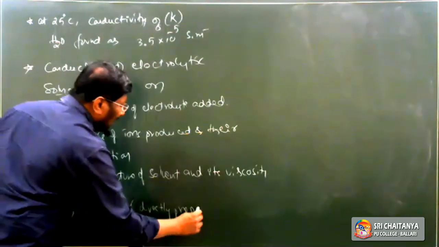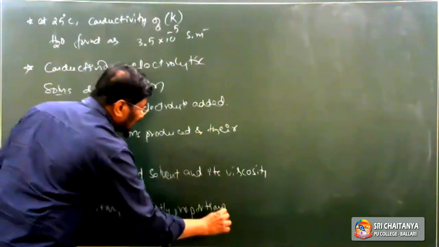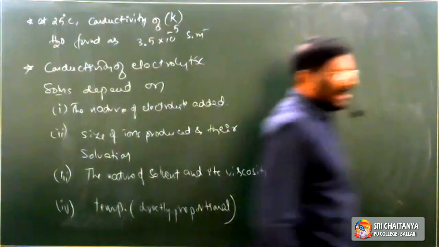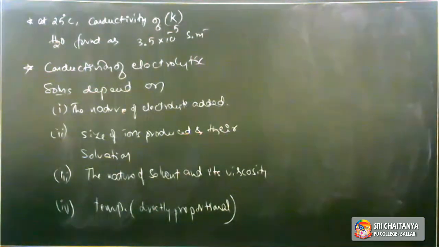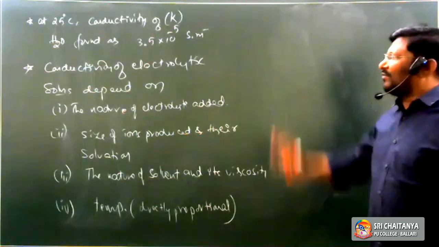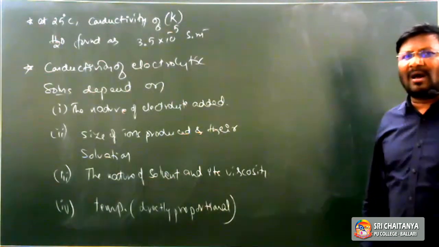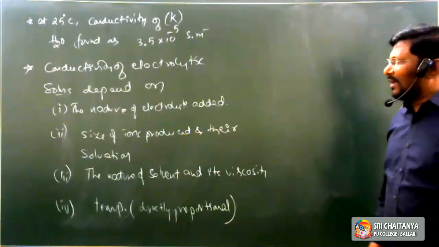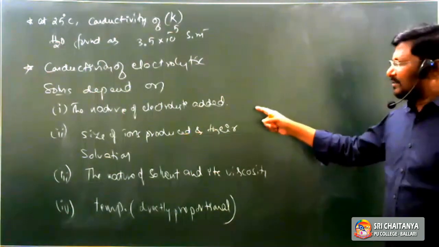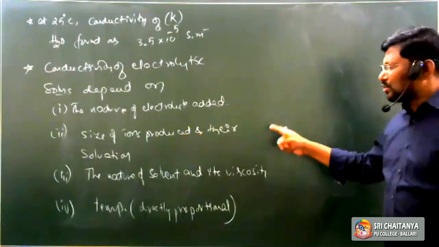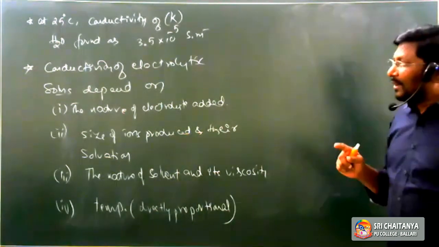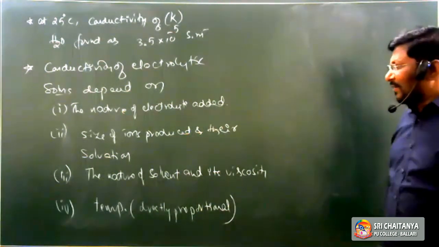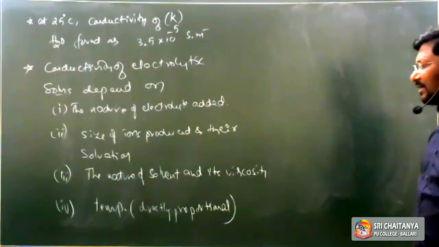Directly proportional, I am saying. Directly proportional. Remember, directly proportional. So conductivity of an electrolytic solution depends on, number one, the nature of the electrolyte added, the size of ions produced and their solvation, the nature of the solvent and its viscosity, and temperature.